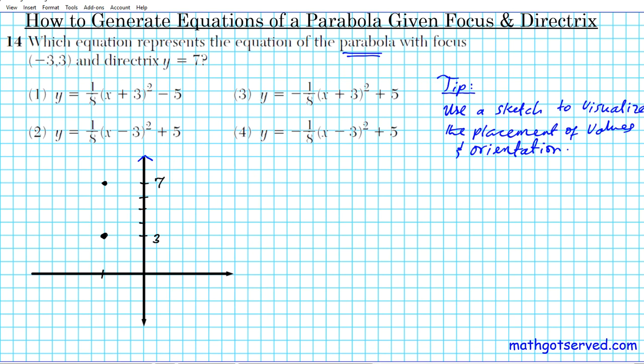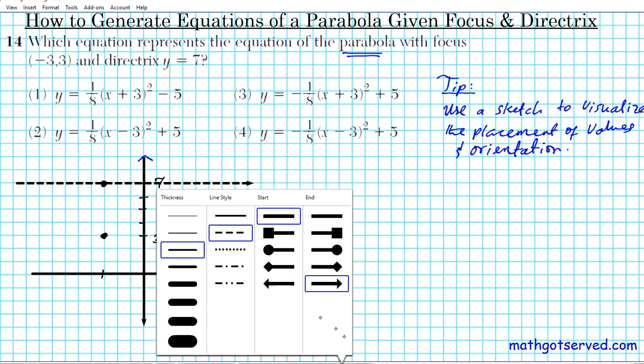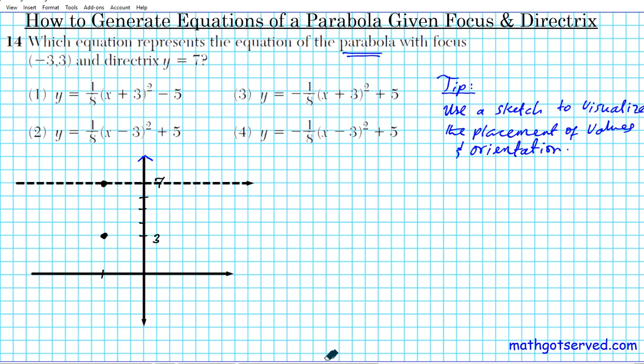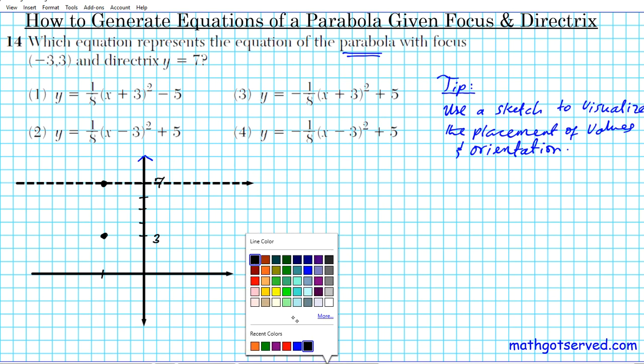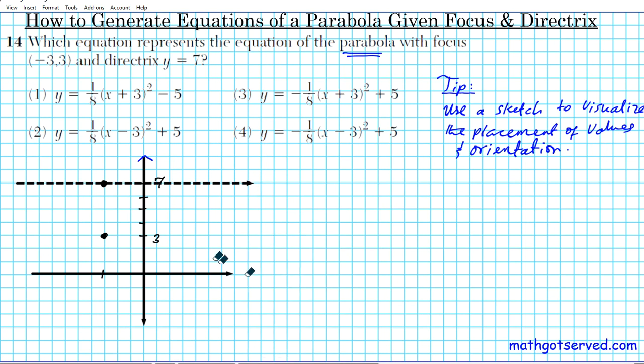Well, let's join the directrix first. Okay, the directrix is the same distance from the vertex as the focus is to the vertex, and is on the opposite side. It's outside the parabola. Remember that the focus of a parabola is always inside the parabola. The parabola always bends in the direction of the focus. Now, where are we going to place our parabola in this situation? Where is the vertex going to be? The vertex is going to be right down in the center between 7 and 3.